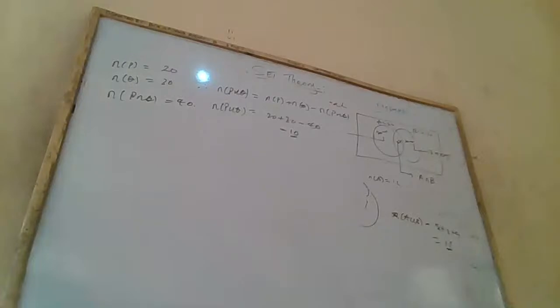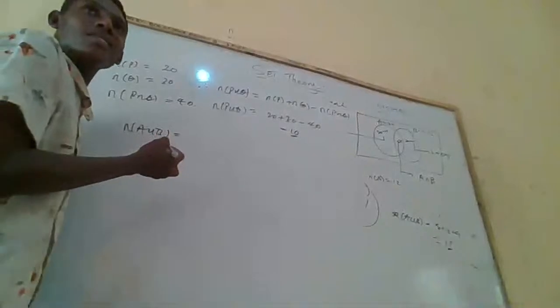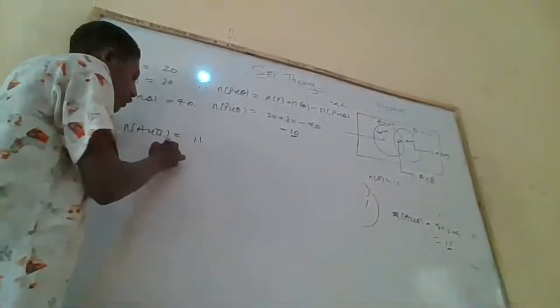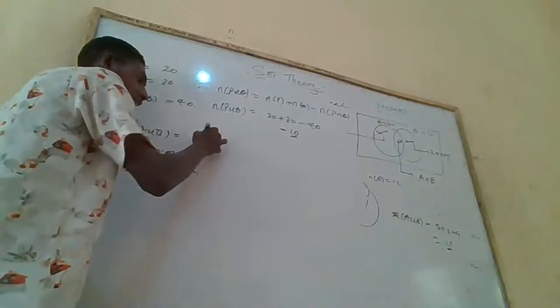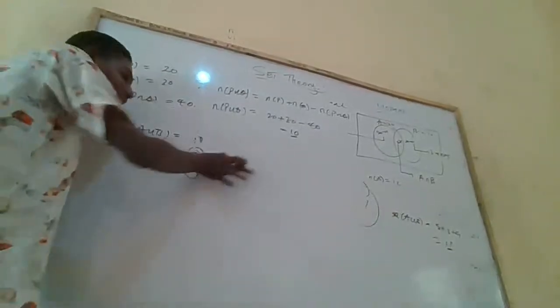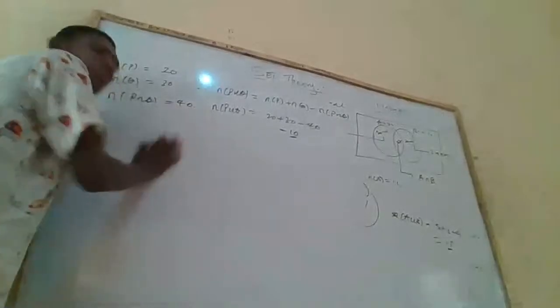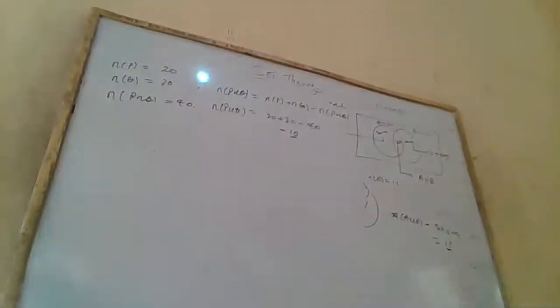The union, when we did N of A union B, what was N of A? 8. What was N of B? You can see that 17 was greater than this and this. Now, do you know why? Because sometimes in exams, questions can be wrong, but the options will be right.